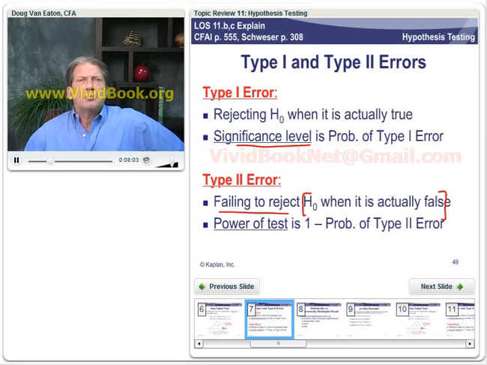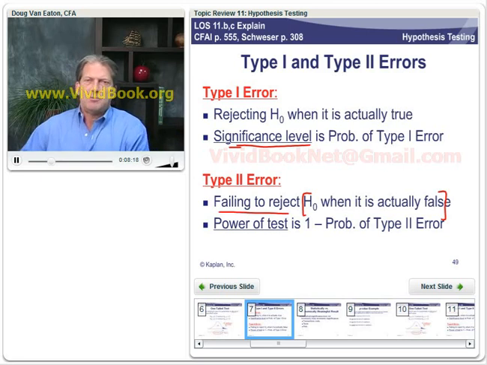We know that the probability of a type 1 error is our significance level. The probability that we would get a value for our test statistic beyond the critical values even when the null hypothesis is true.